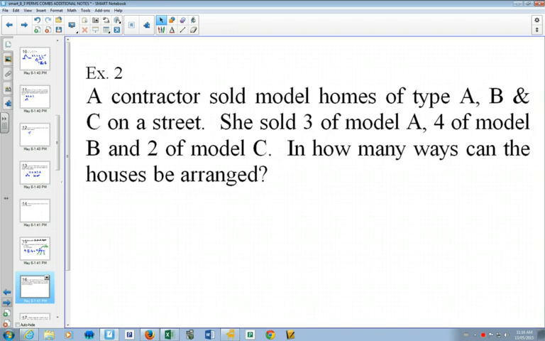So what we have in this unit is we've started getting a list of strategies, and then you're going to have a variety of different questions. You read the question and have to say, hey, that's an identical objects question. What you're looking for is whether there are things that are exactly the same. In this one, there are 3 of model A, 4 of model B, and 2 of model C. If it's an identical objects question, then you can probably represent it with letters.